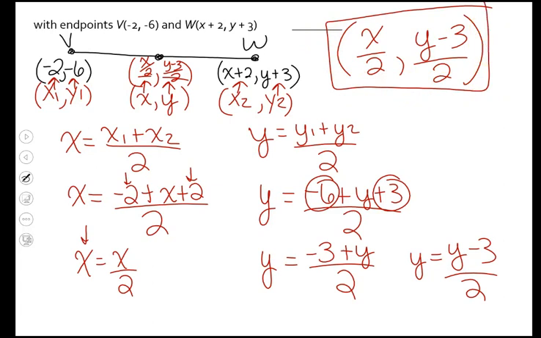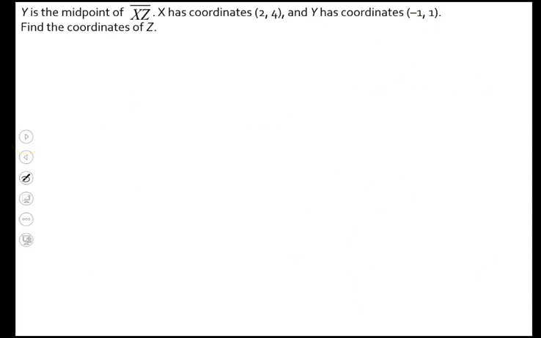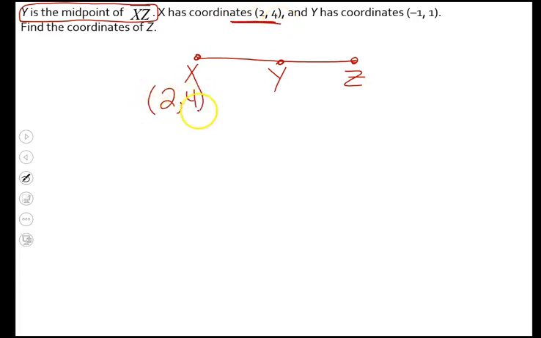All right, on this next problem, you're going to find the endpoint. It says here, Y is the midpoint of segment XZ. So if you draw segment XZ and Y is the midpoint, that is how it looks. It helps you when you illustrate what you're given. X has coordinates (2, 4). Y has coordinates (-1, 1). And they want you to find the coordinates of Z. So we don't know Z.